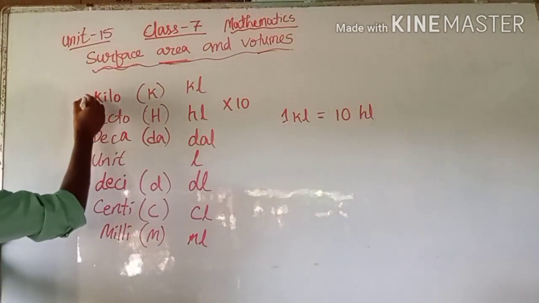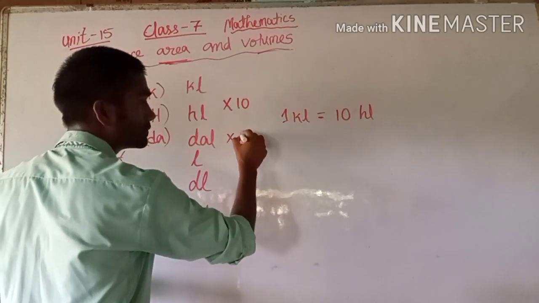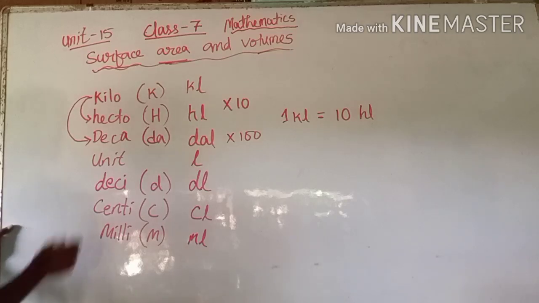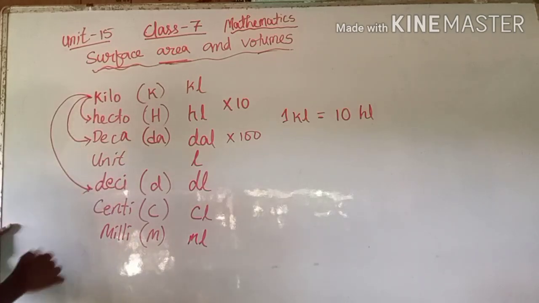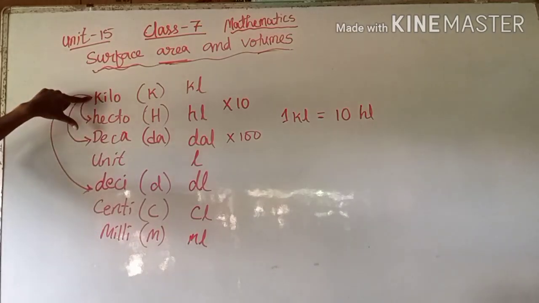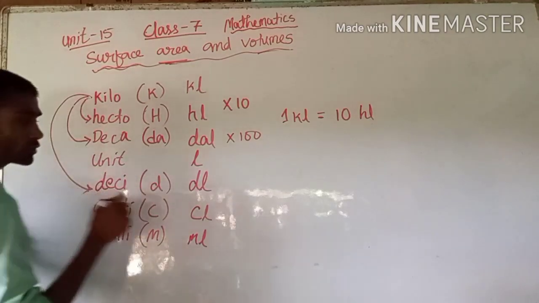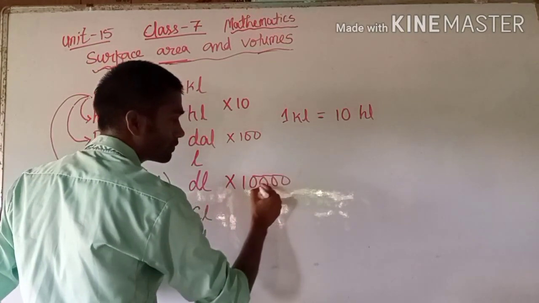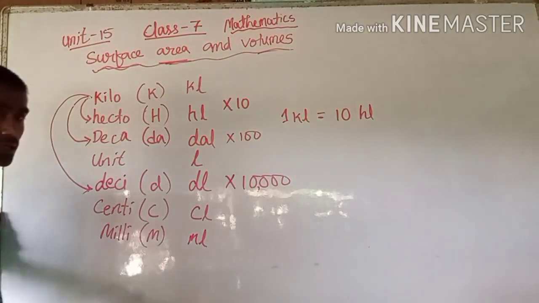In the same way, if we are converting from kiloliter to decaliter, then we will multiply by 100. So in this way, for each unit we will multiply by 10. And if we are changing from kiloliter into deciliter, then from this kiloliter we are crossing units, and as many units as we cross, that many zeros we will multiply. 1, 2, 3 and fourth one. So we will multiply here with 10,000, and then we can convert this kiloliter into deciliter.